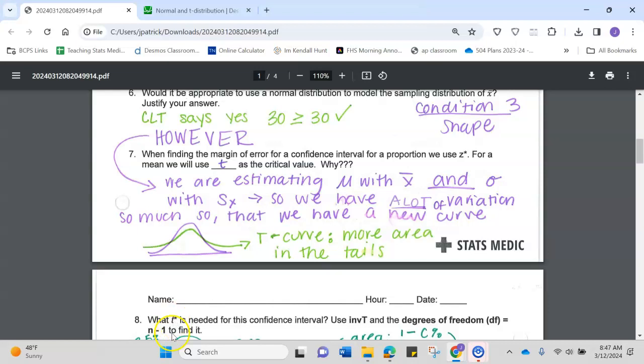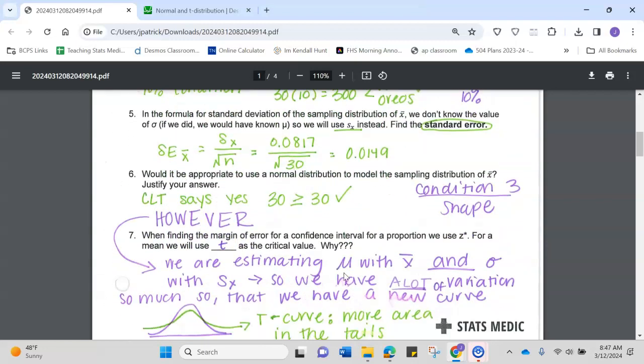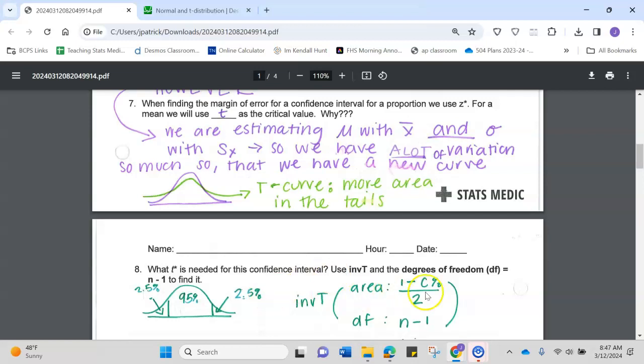What critical value t-score is needed for this confidence interval? Use inverse t and degrees of freedom n minus 1. So if we go back up, our sample was size 30, so we're going to use 29. And remember, we had to find the area in the left tail. All of us are going to need to do that again here. If you were not used to doing this with inverse normal, unfortunately, it's the only way to use inverse t. So you're going to get accustomed to it now regardless.